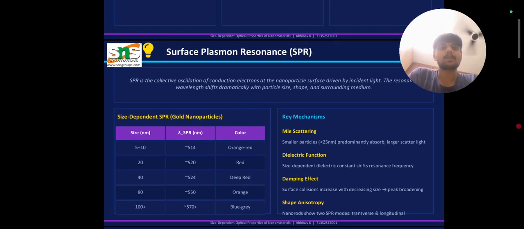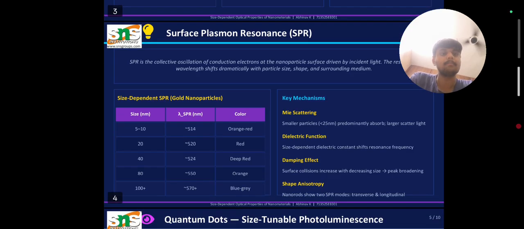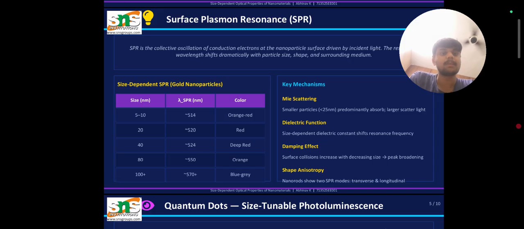Surface plasmon resonance is a collective oscillation of the conduction electrons at the nanoparticle surface in incident light. The resonance wavelength shifts dramatically with particle size, shape, and surrounding medium. Next, we see key mechanisms of this: Mie scattering, dielectric function, damping effects, shape anisotropy.